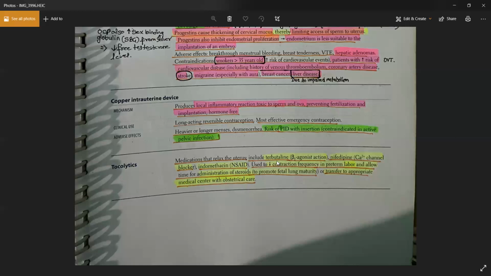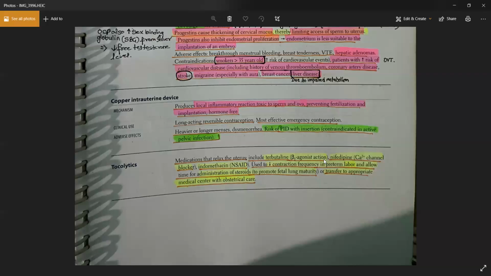So terbutaline, which is a beta-2 agonist, nifedipine, which is a calcium channel blocker, and indomethacin, the NSAID, will all cause a relaxation in the uterus. So this will decrease the contractions of the uterus in the time of labor, right? So this will allow the shifting of the patient from one hospital to another hospital.